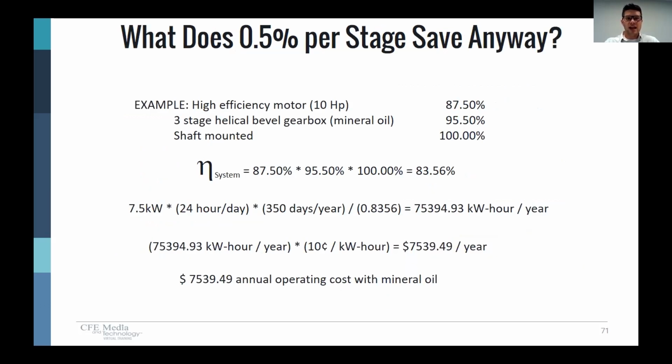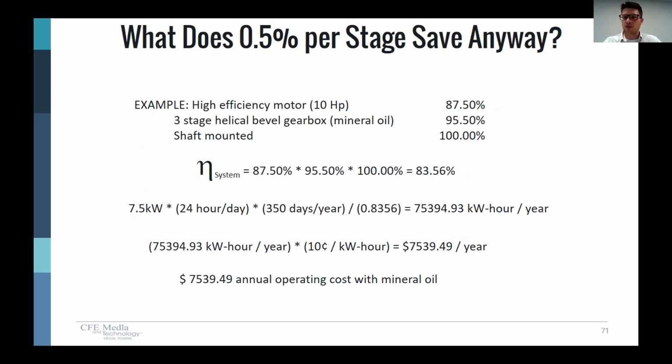Now, what does a 0.5% really give you? Because it doesn't sound like much. But let's take a typical gearbox, for example. Let's say a 10 horsepower motor with a 3-stage helical bevel gearbox using mineral oil. That is shaft mounted. You can see in the calculation up here, 75,394 kilowatt hours per year is about how much energy you're going to use just to run that.